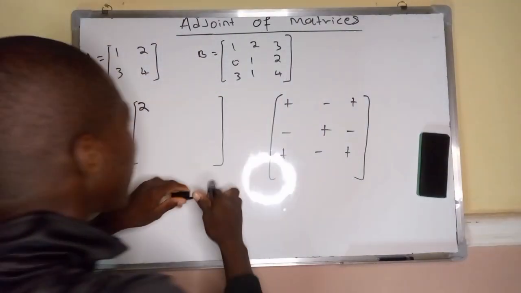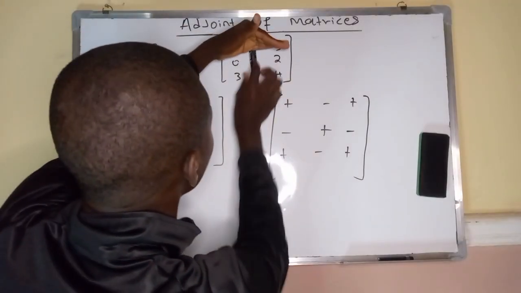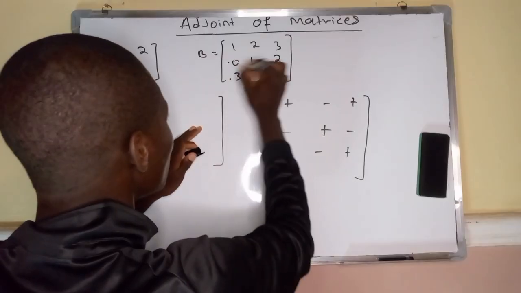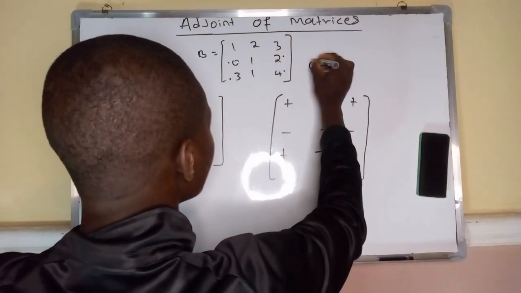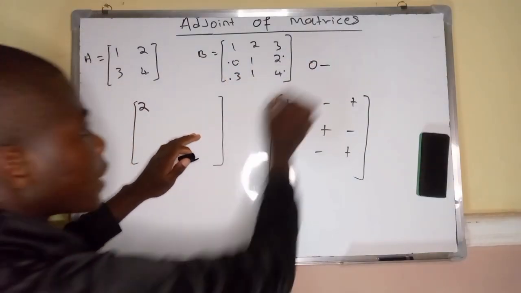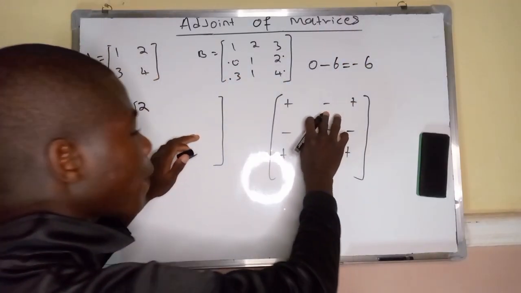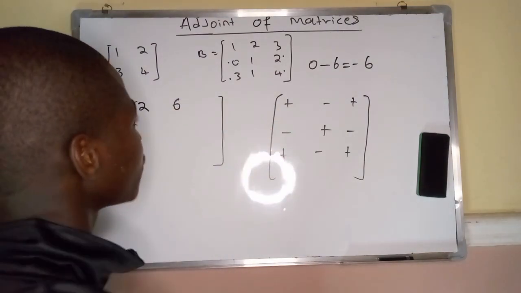So let's take the minor of this 2. I delete this row and column, and I am left with 1, 0, 3, and 4. 0 multiplied by 4 is 0, minus 2 multiplied by 3, which is 6, so it is equal to minus 6. Minus 6 multiplied by the negative sign gives positive 6.